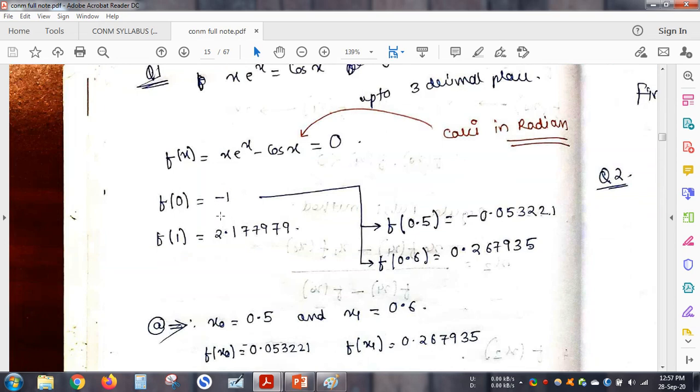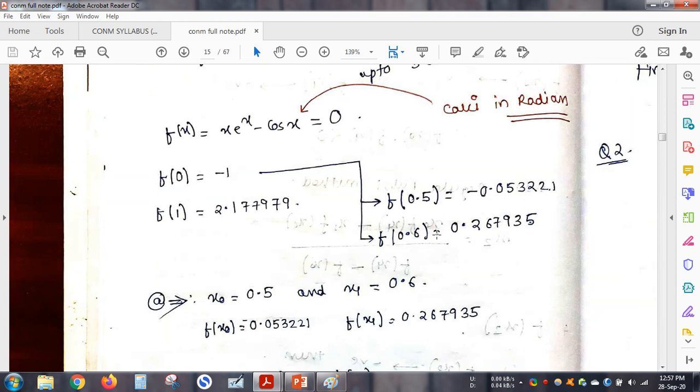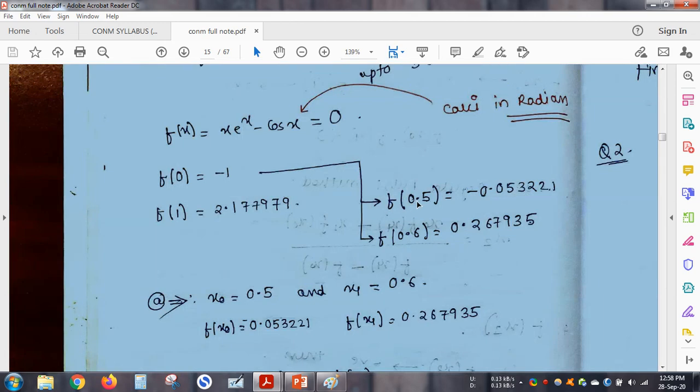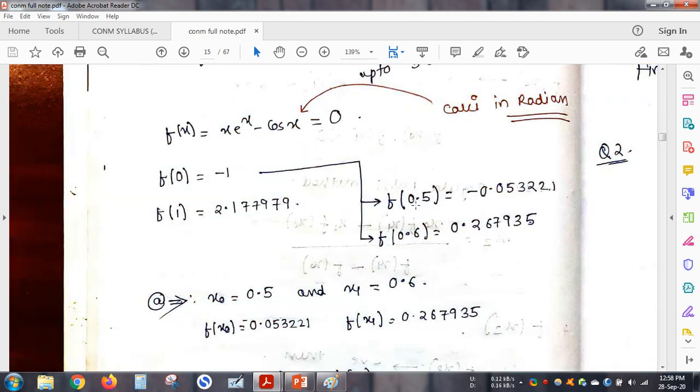So I know that the root lies between 0 and 1. Now let me go deeper. Let me use 0.5. See, at 0.5 also I am getting a negative value. So I know that the root lies between 1 and 0.5. Now again at 0.6, let me try. It is a positive value. What do you mean by that? Now I can conclude that my root lies between 0.5 and 0.6. Why? Because at 0.5 f of x is negative, and at 0.6 f of x is positive. So my root lies between 0.5 and 0.6.